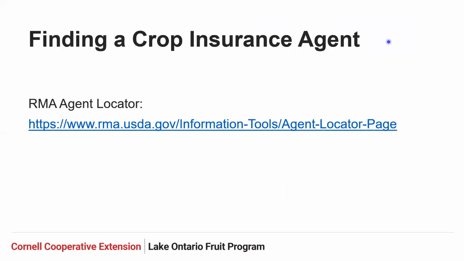Finding a crop insurance agent. In order to purchase federal crop insurance, you will need to find and work with an RMA agent. An RMA agent is a private insurance agent who will provide the crop insurance. The RMA agent locator is at this site. The RMA agent will tell you the type of insurance product for which you are eligible. They will also assist you in setting up insurance units using the farm records you provide, which I will discuss in the second half of the presentation.